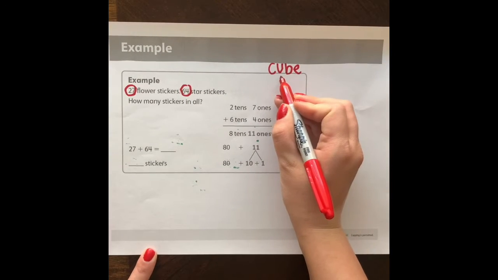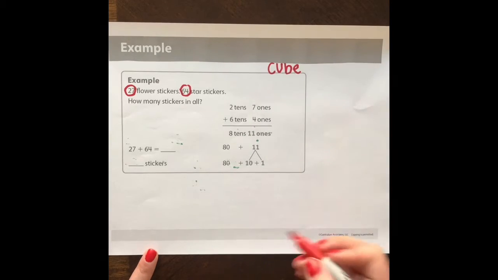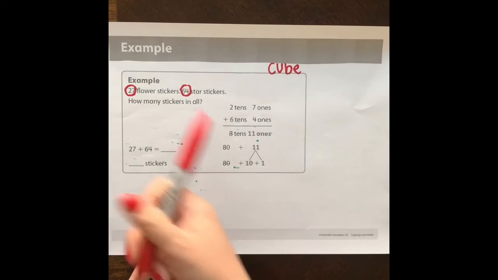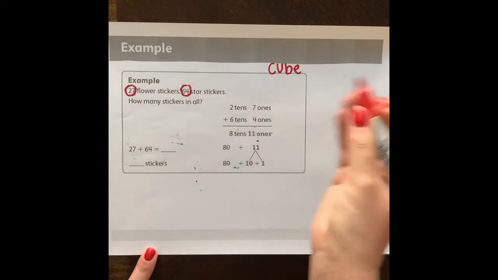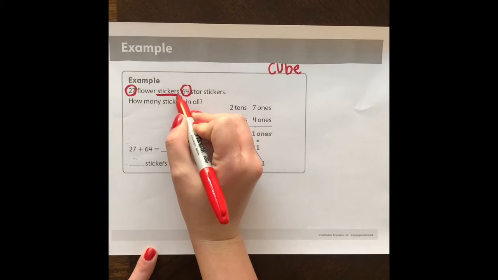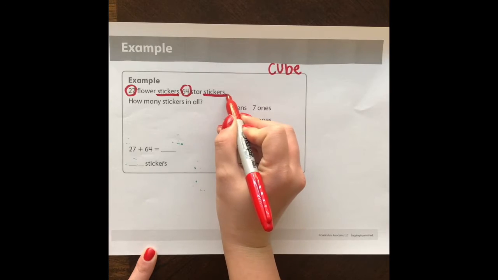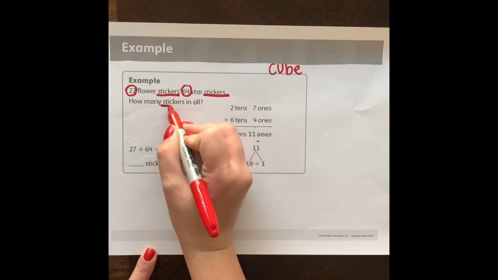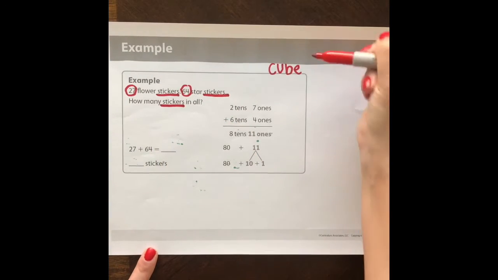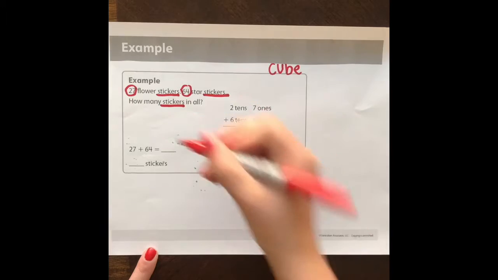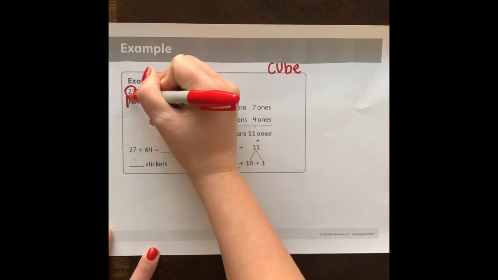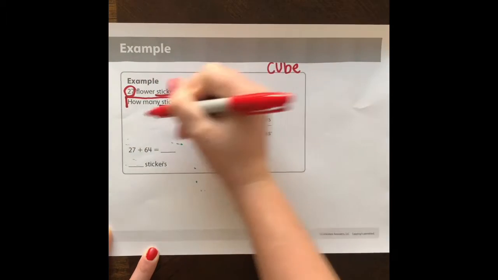Next letter is U. U is for underline. What are we talking about here? We're talking about 27 what? 64 what? We're talking about stickers. And I see stickers here as well. Next is box. We are going to box what we don't know. Our question is, how many stickers in all?